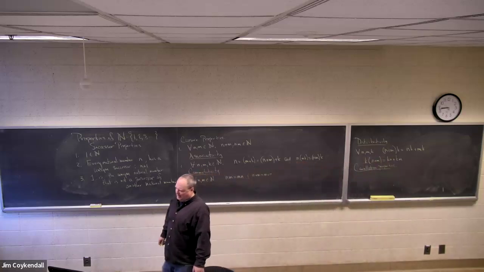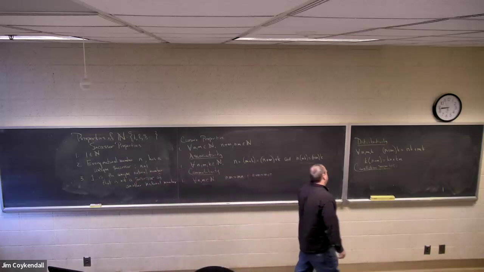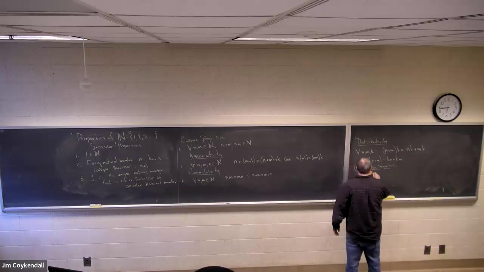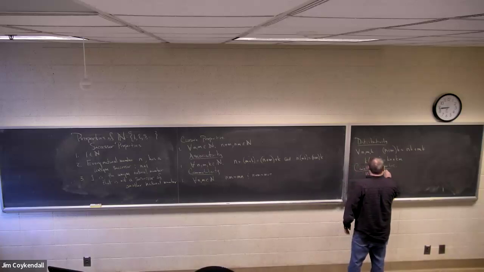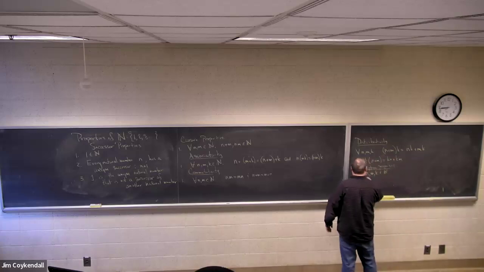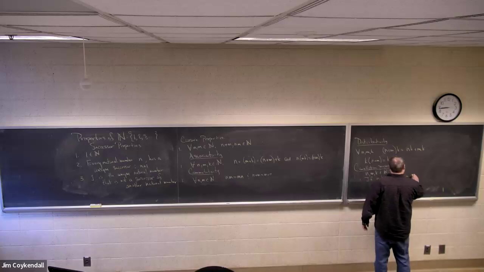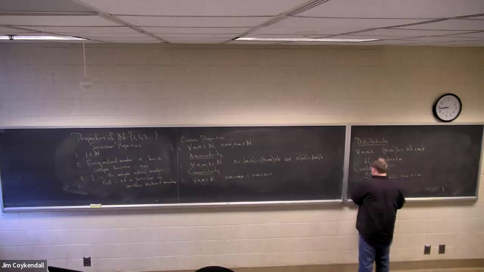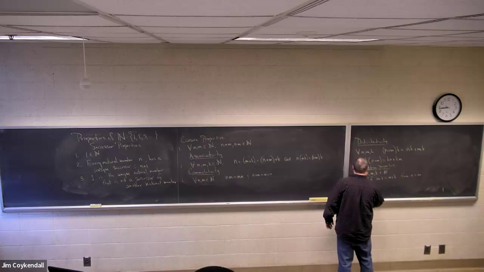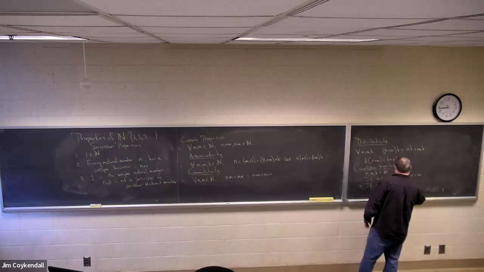Again, I'm going to have n, m, k natural numbers. Number one, if n plus k equals m plus k, then n equals m. Number two, if nk equals mk, then n equals m.